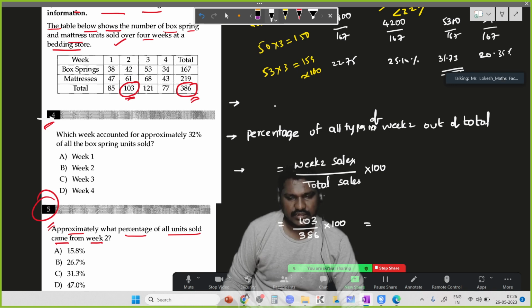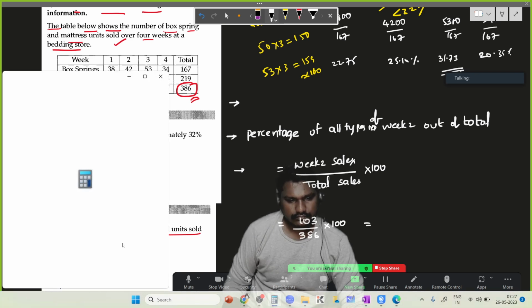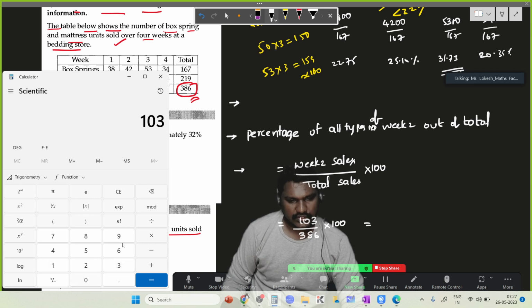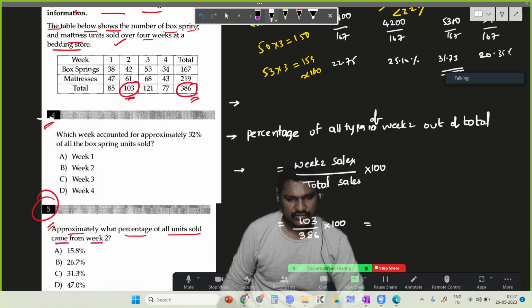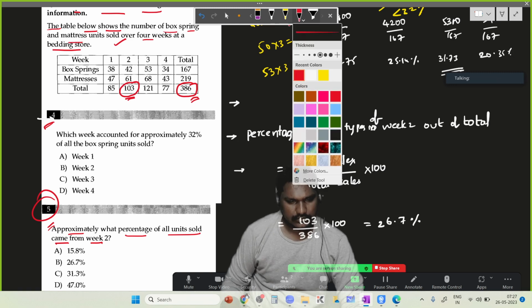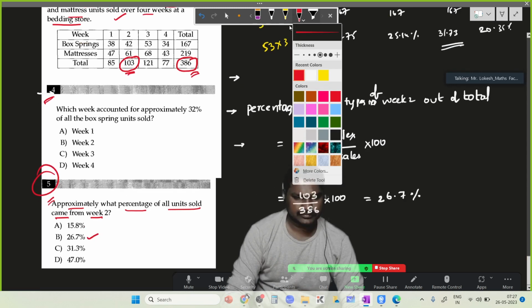It will be approximately, let me do it, 103 3s are 309, so 10300 divided by 386. We are getting approximately 26.68 percent. So it is 26.68, or 26.7%. So option B is correct. Yeah, we can use a calculator. So option B is correct.